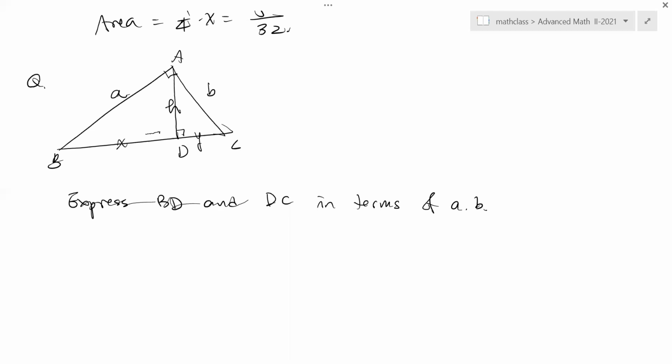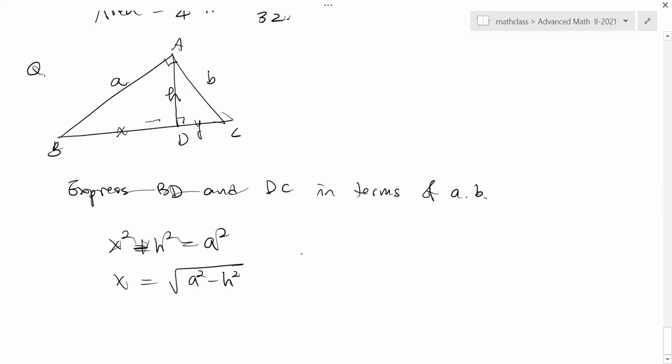So how do I do that? Well, X squared plus H squared equals A squared, right? So X is going to be the square root of A squared minus H squared, right? You move X squared to the right-hand side. So basically you have to find the H.